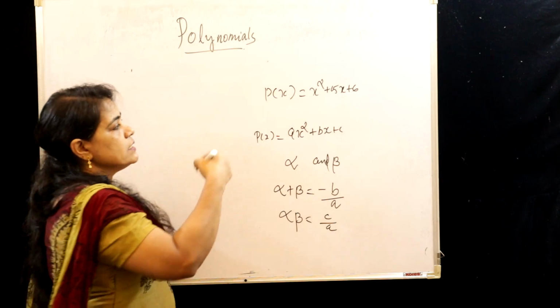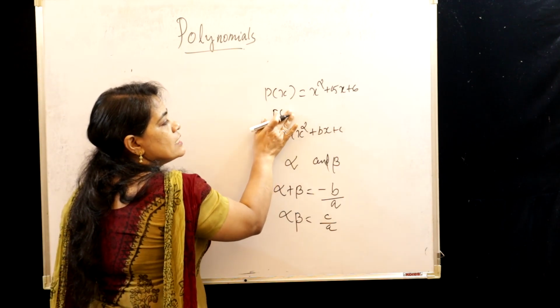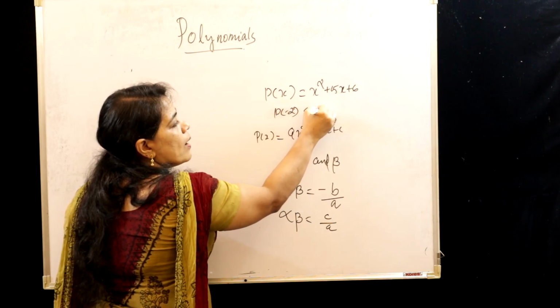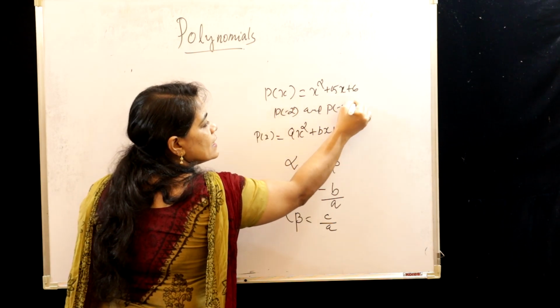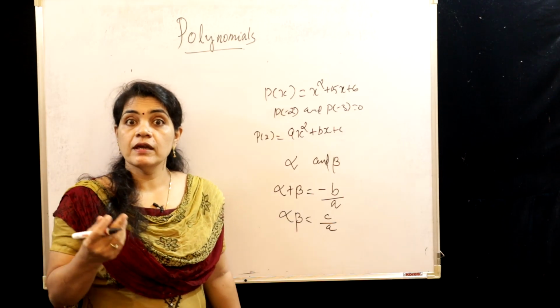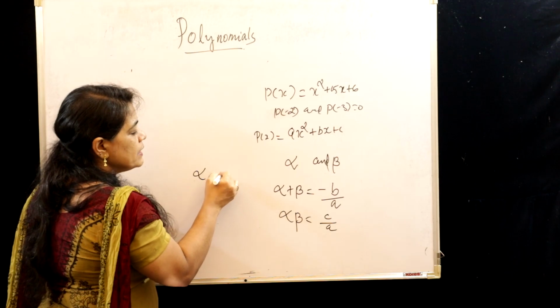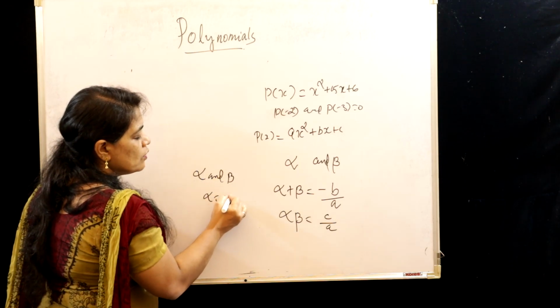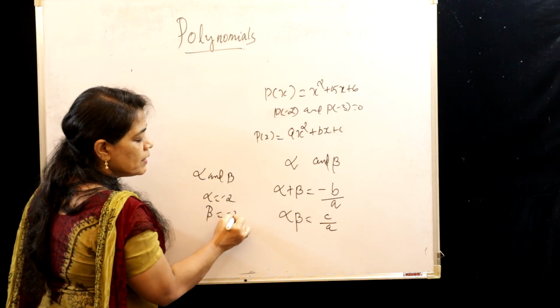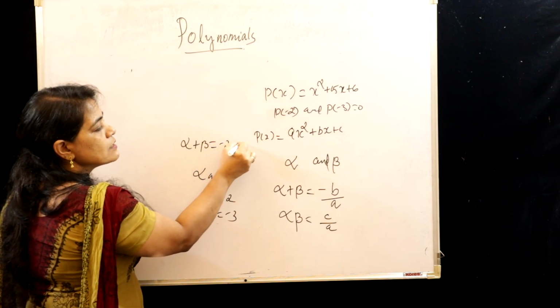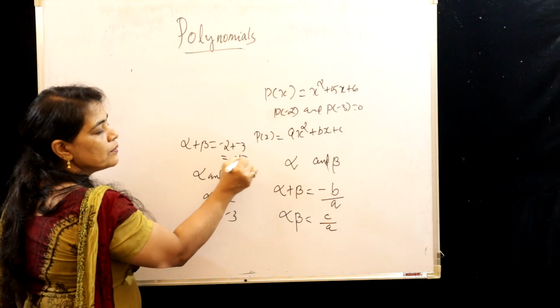Okay, we have seen that p of minus 2 and p of minus 3 are both 0, so this quadratic polynomial vanishes at both. That means here alpha equal to minus 2, beta equal to minus 3. So alpha plus beta is minus 2 plus minus 3, which is minus 5.